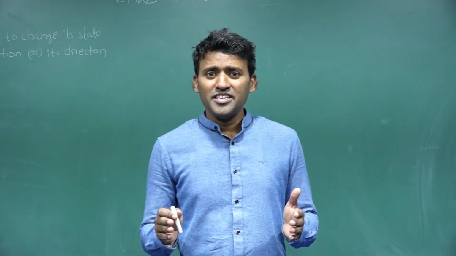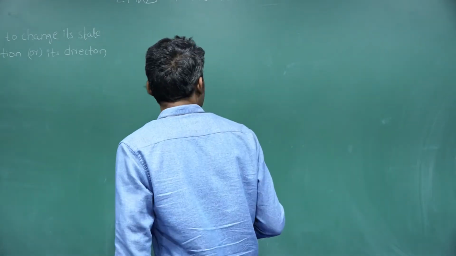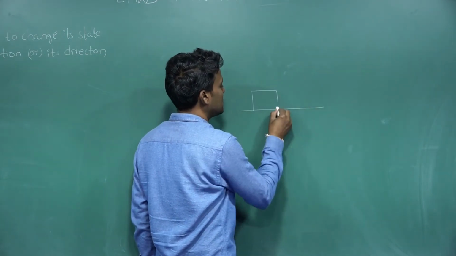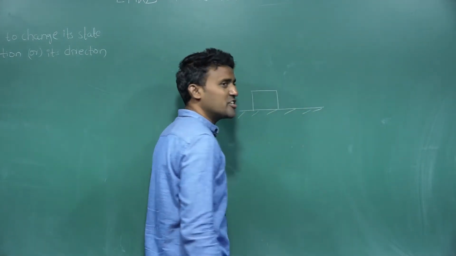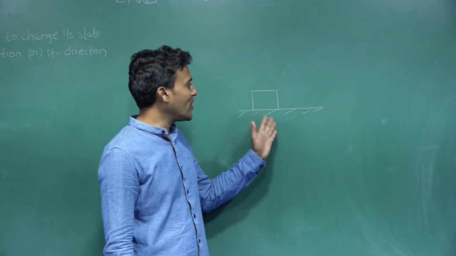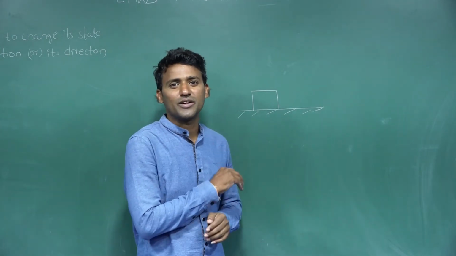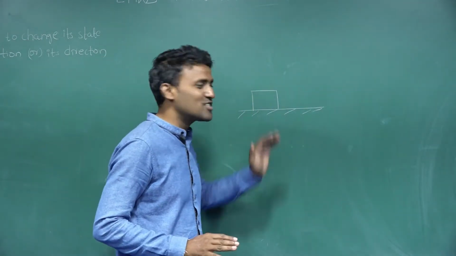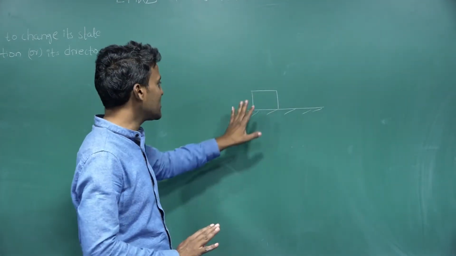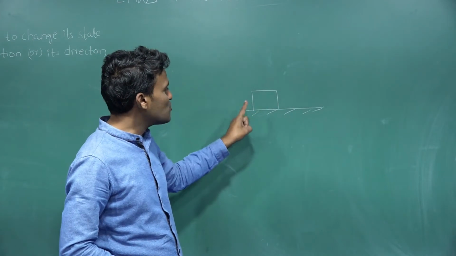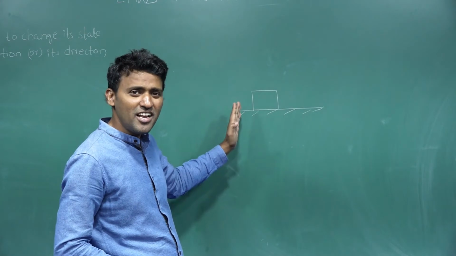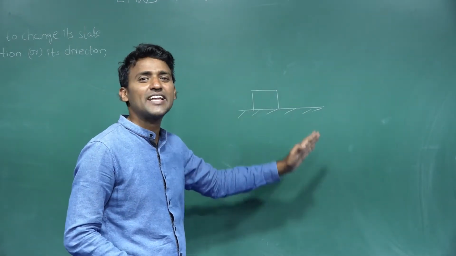Now I will give one example here. See, I am taking an object on a horizontal surface. No one is applying an external force on that object. I am not pushing this object, and I am not picking it up. It is just staying. See here, the object maintains its state of rest unless an external force acts on the body.